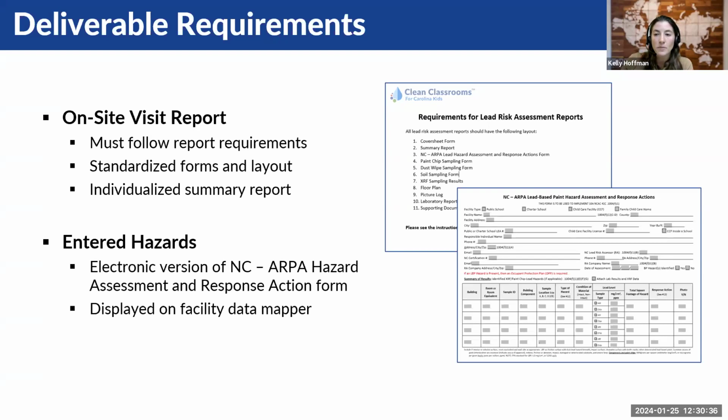One of the standardized forms that will need to be included in the on-site visit reports is the state's NC ARPA Hazard Assessment and Response Actions form, which you will fill out with only the hazards that were identified at the facility and the recommended response actions. And in addition to providing us the on-site visit report, you will also be required to enter the hazards into our portal directly and in an electronic version of the same form. And this will allow us to display the hazards directly on our facility data mapper for facilities and for the public, anyone else, to easily view the results of the on-site visit.